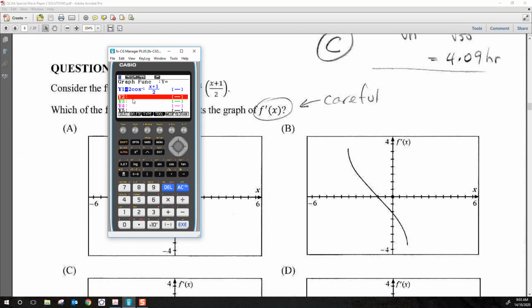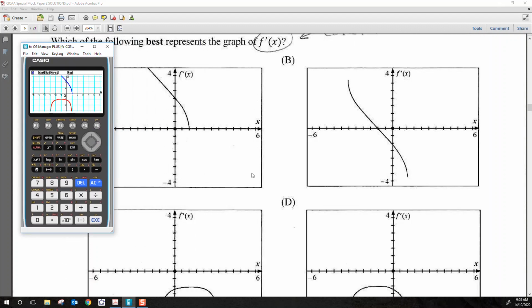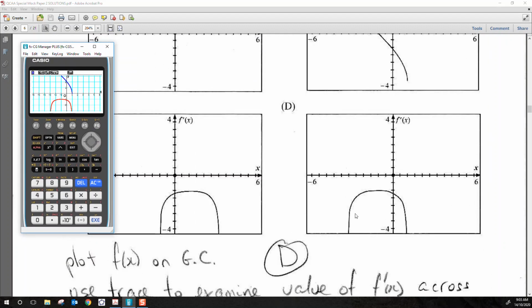I can go down here to function 2, and I can go options, calculations, derivative, first derivative. And what do I want for the derivative? I want derivative of function y1. Do I want this evaluated at a certain spot? No, I want all values, all allowable values of x, and I draw that. See the red graph? The red graph is my derivative. Now, which of these looks a bit like this one?